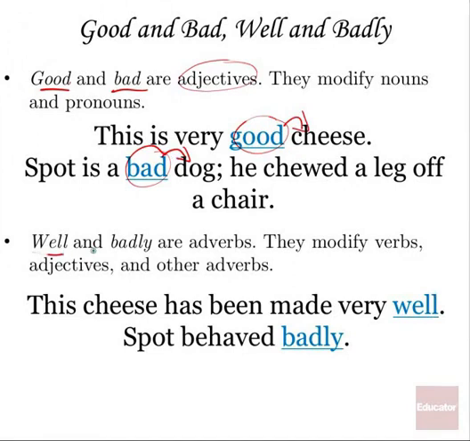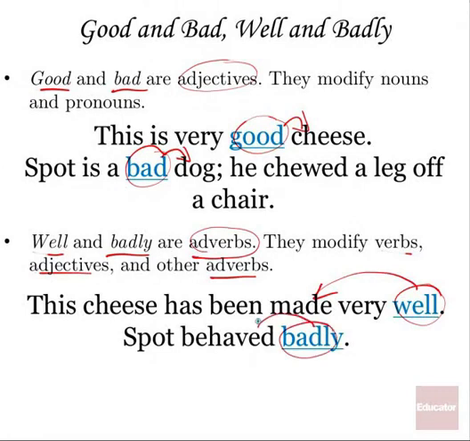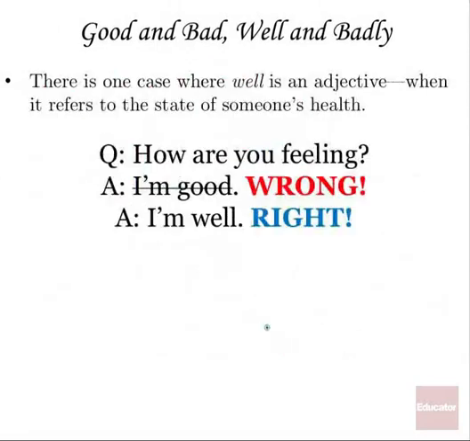Well and badly, by contrast, are adverbs. They modify verbs, adjectives, and other adverbs. This cheese has been made very well. Well modifies made. How was it made? Well. Spot behaved badly. How did Spot behave? Spot behaved badly. Badly modifies behave.